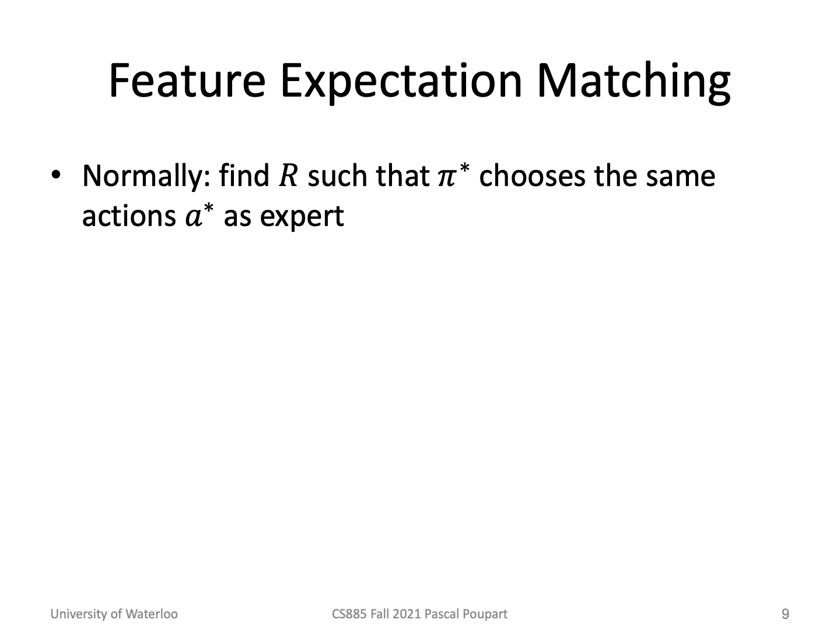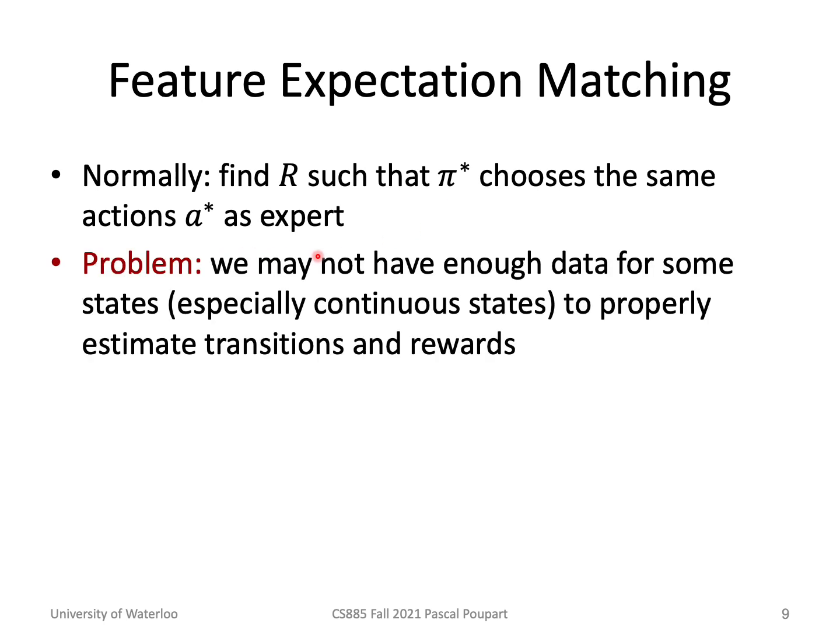An earlier approach to inverse reinforcement learning consists of feature expectation matching. Here the idea is that normally we would find a reward function R such that the optimal policy pi star chooses the same actions A star as the expert. Now the problem with this is that we may not have enough data for some states, and this is especially critical whenever we've got continuous states, because then obviously some states are never going to be visited. The probability of visiting a state is actually going to be close to 0.